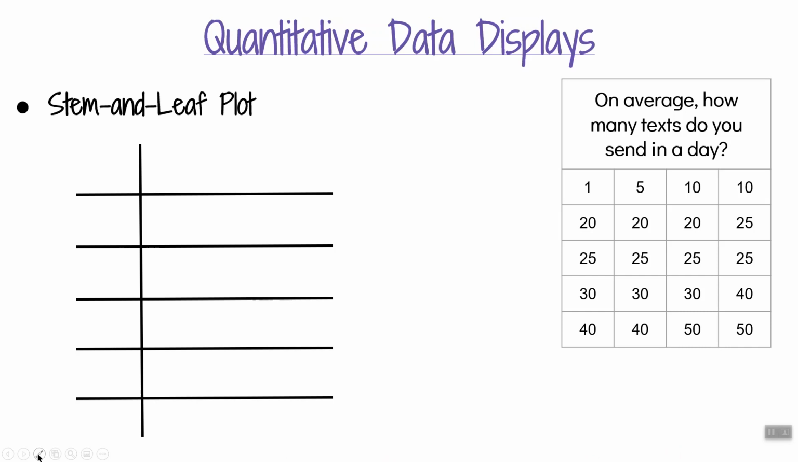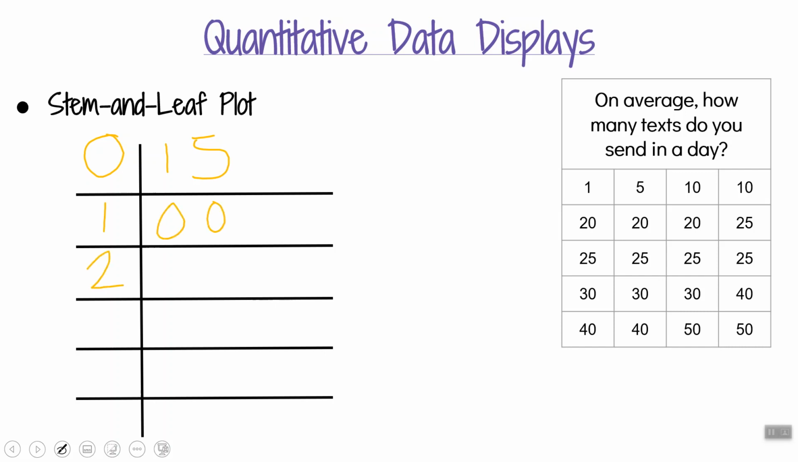Quantitative data can be displayed using several different types of displays. One of those displays is a stem and leaf plot. In a stem and leaf plot, the stem is the column on your left. It's the part that the category shares, and the leaf is the part that makes it different. So for instance, the 0 tens category, I have 1 and 5. In the 1 tens category, I have 2 tens.